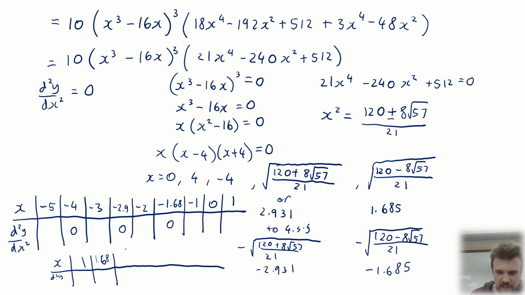1.68, etc. We know that's where there's another one. 2, and then 2.9 is where another one was. We know that's where it's 0. 3, and we know 4 is another one, and then 5. So we're going to check all of these, plugging them into our second order derivative.